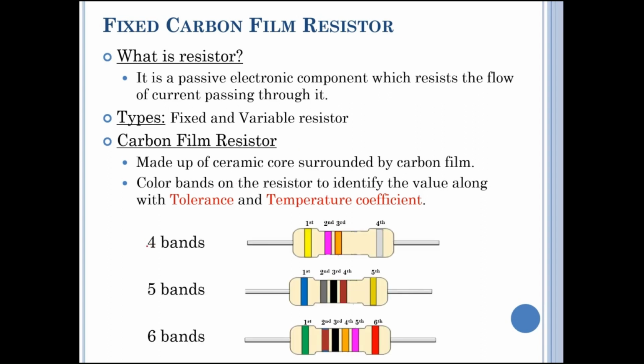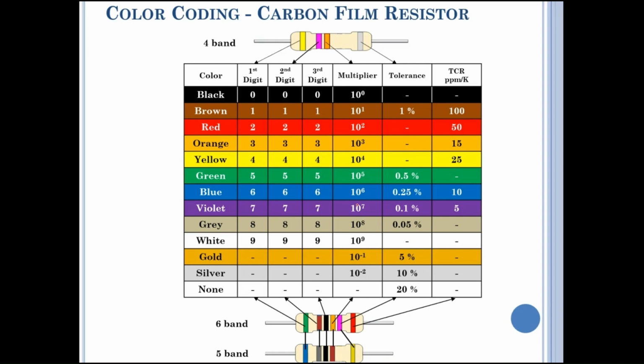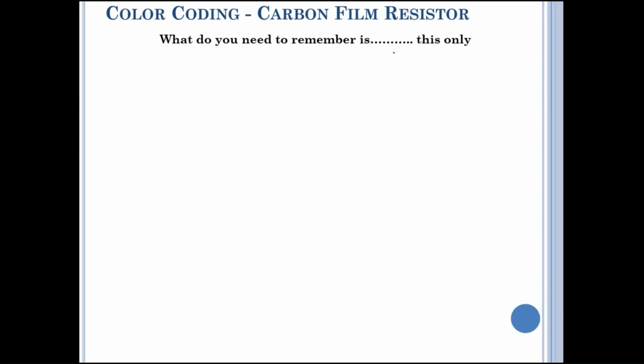Carbon film resistors come in three types of bands: 4 bands, 5 bands and 6 bands. You can see here it is based on the number of bands available on the resistor. To understand the meaning of the color bands on the resistor, this complete table is required. It summarizes 4 band, 5 band and 6 band completely. But don't you think this is a very huge table, and remembering the complete table is very difficult? So let us make it simple.